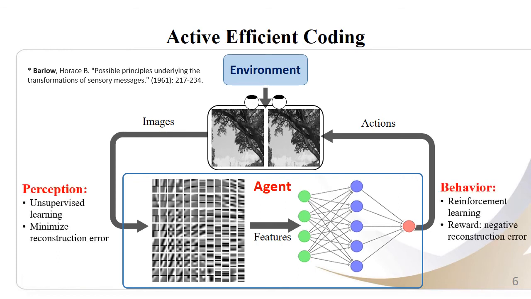One thing to highlight is that both the perception and behavior parts share the same objective function, which is to minimize the reconstruction error of the binocular images using the learned binocular feature extractors.